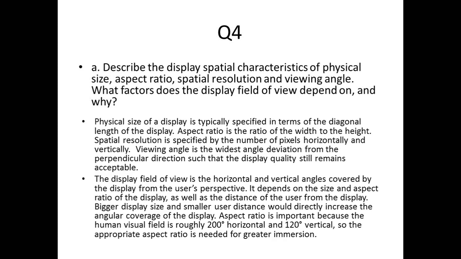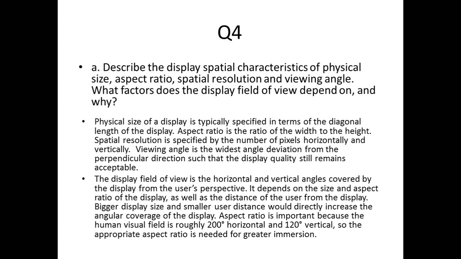The physical size of a display is typically specified in terms of the diagonal length of the display. The aspect ratio is the ratio of the width to the height, and the spatial resolution is specified by the number of pixels horizontally and vertically. Viewing angle is the widest angle deviation from the perpendicular direction such that the display quality still remains acceptable.